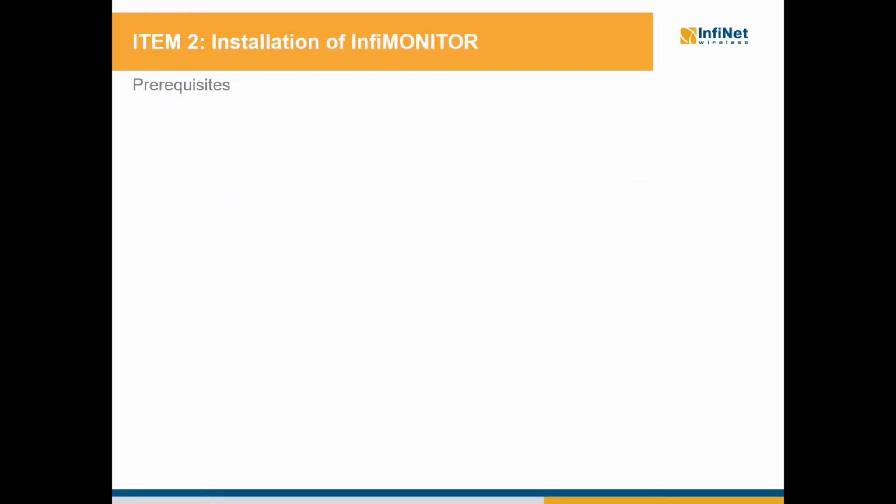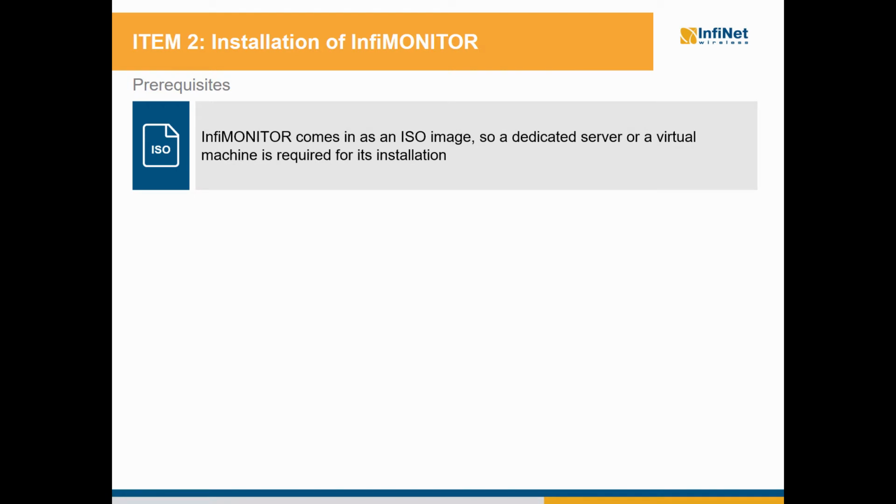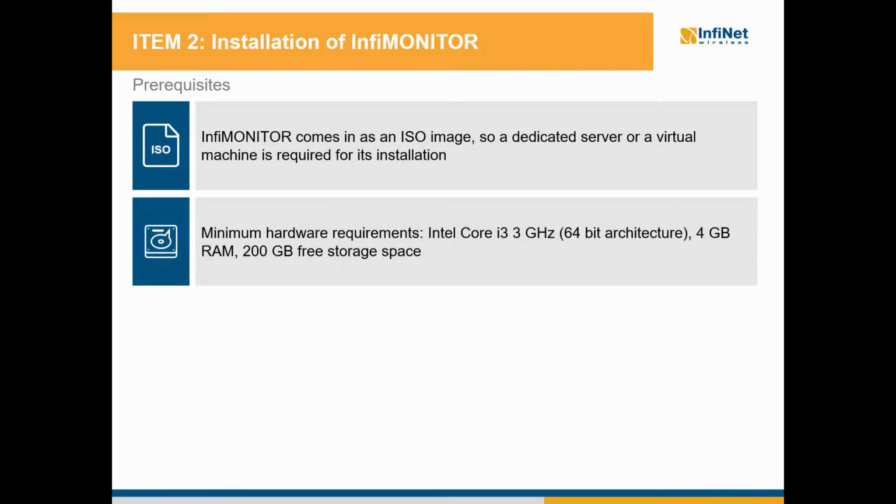Moving on to the second item, where I will show you how to install InfiMONITOR using a virtual machine monitor. Before the installation, you must know that InfiMONITOR comes as an ISO image, so a dedicated server or a virtual machine is required for its installation. The minimum hardware requirements are an Intel Core i3 CPU at 3 GHz with 64-bit architecture, 4 GB of RAM, and 200 GB of free storage space.